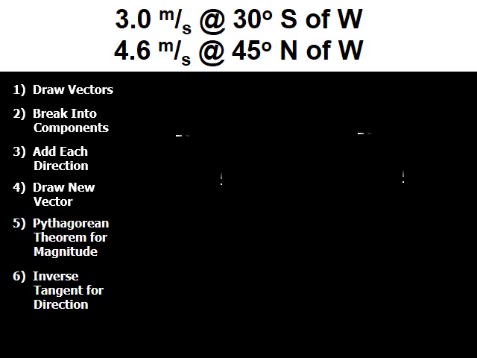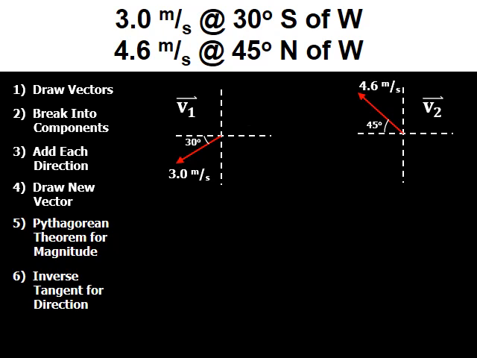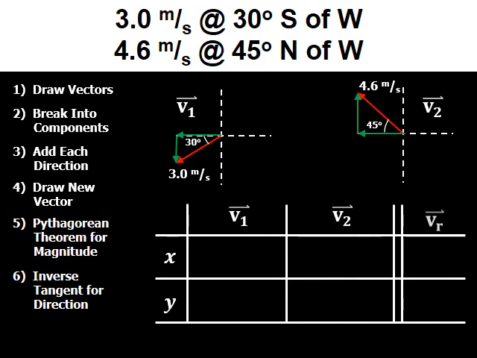First thing is to draw the vectors. We've got our first vector and our second vector. The next step is to draw each component. We're going to draw an x component, a y component, x component, y component, and then we draw our chart.